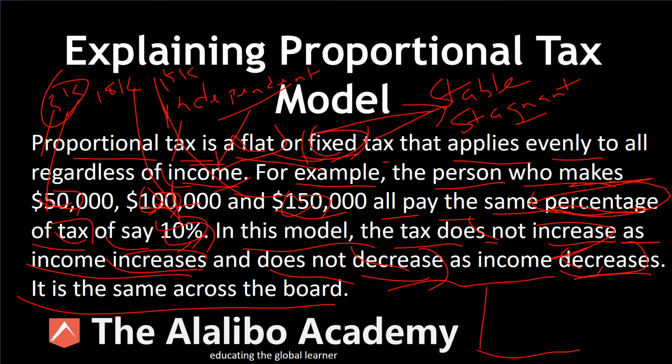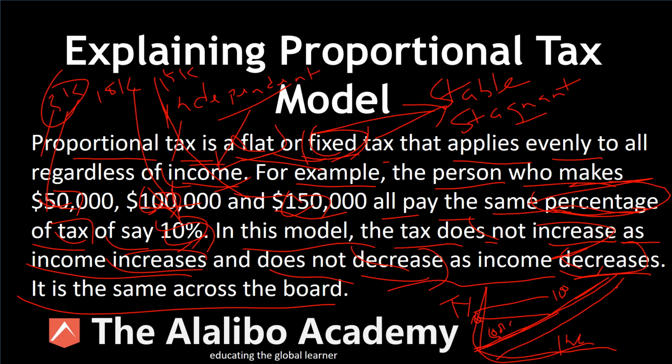So here we have income, right? So we have income here, and we have the tax here. As income goes up, this is 10%. Income goes up, it remains at 10%, right? Income goes down, it remains at 10%. If you have 50,000, it's 10%. 100,000 is 10%. Does not go up.